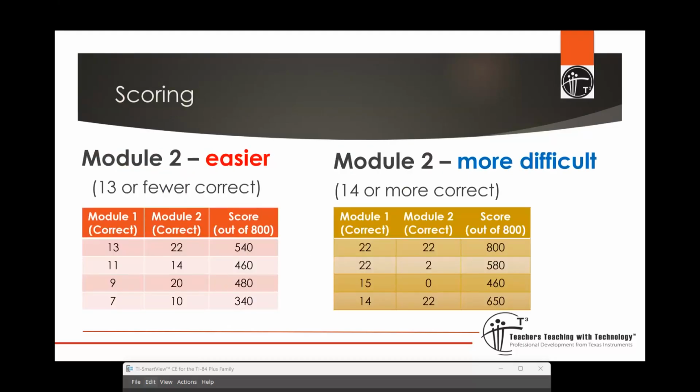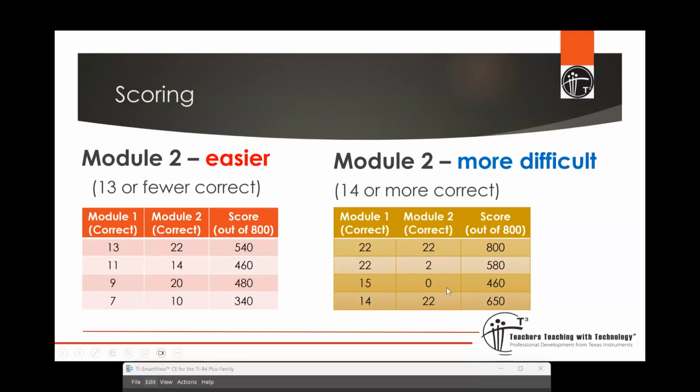Yeah, and one of the questions that came in was, is a student with hard questions punished because of that? And that's a great question. So I think if you take a look here, the cutoff is, I believe, 14 out of the 22 that will get you into the more difficult section. So if in module 1 you get 14 or more correct answers, you will take the more difficult module.